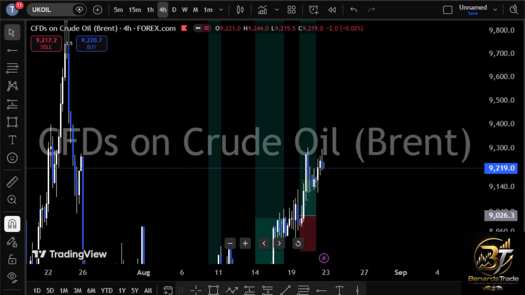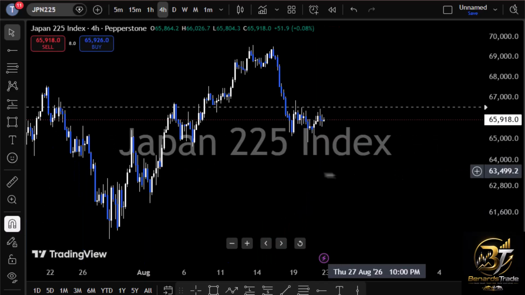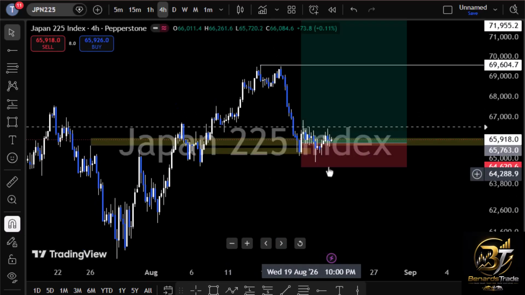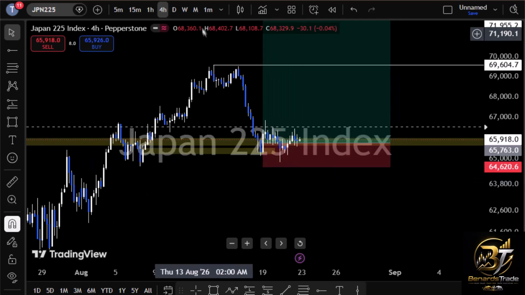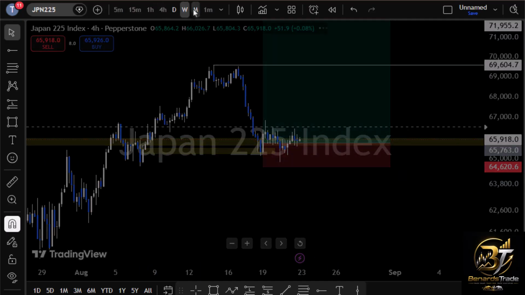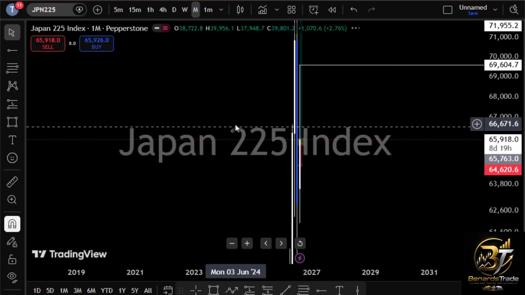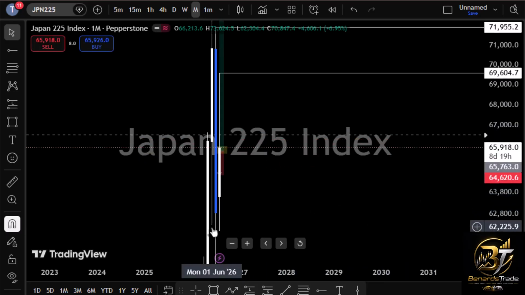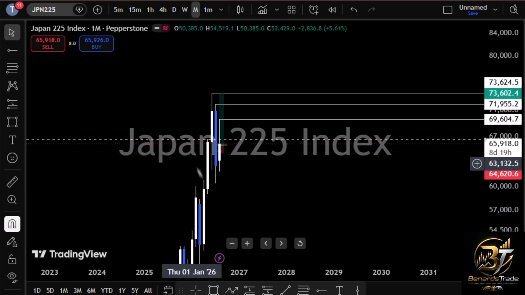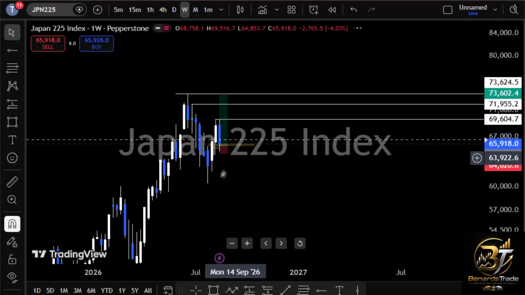Another one is JPN 225. These are the pairs that I'm looking out to trade this week. Now, for this pair, if you look at the monthly, starting from the monthly to look at this pair, so we took this low fair value gap. So my possible target is here, this high, or this high, or even this week's high, this month's high.